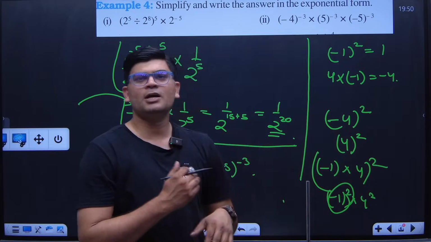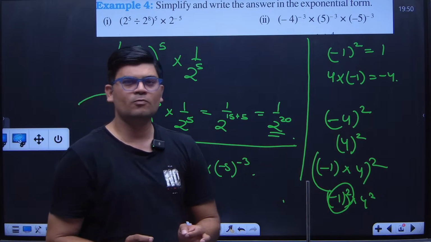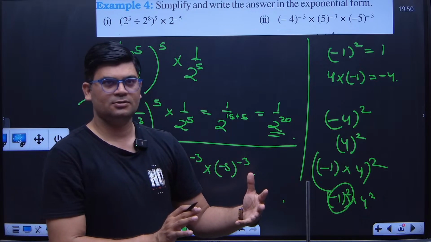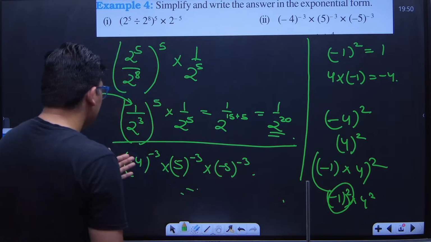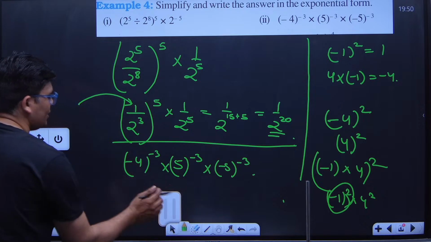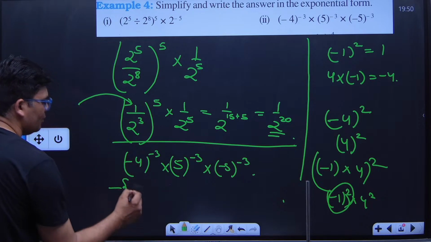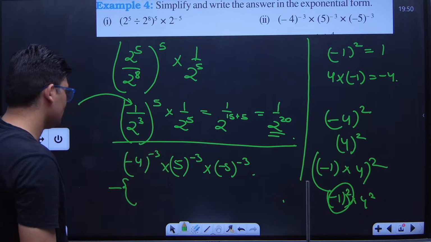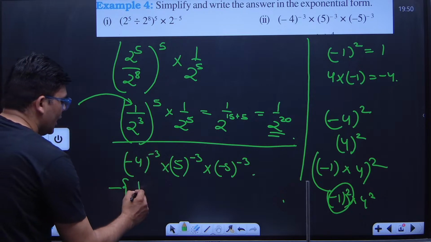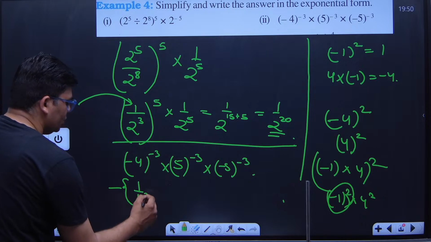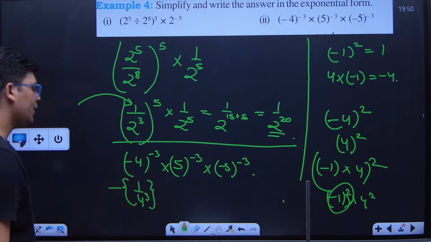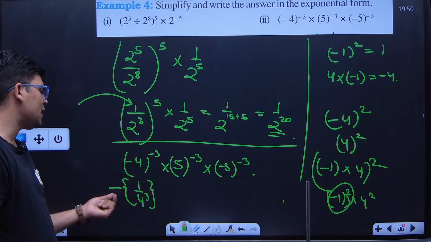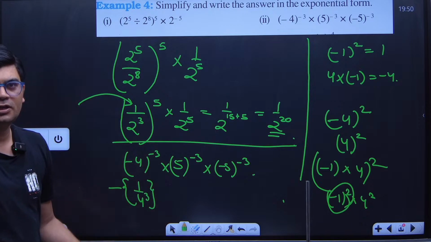So the sign should come outside immediately. The first and foremost thing you should do is take out the sign and then keep the number as it is. In this, I am going to take the minus sign outside 4, because the power is an odd number. So I will keep the minus, and then write 4 to the power 3. Minus 4 raised to the power minus 3 can be written as minus times 1 by 4 raised to the power 3.